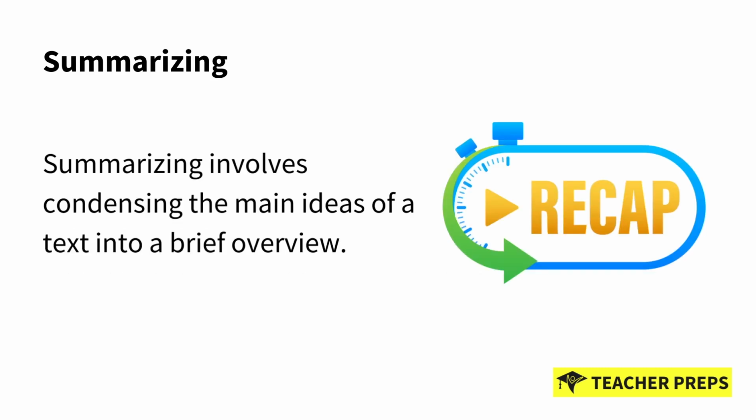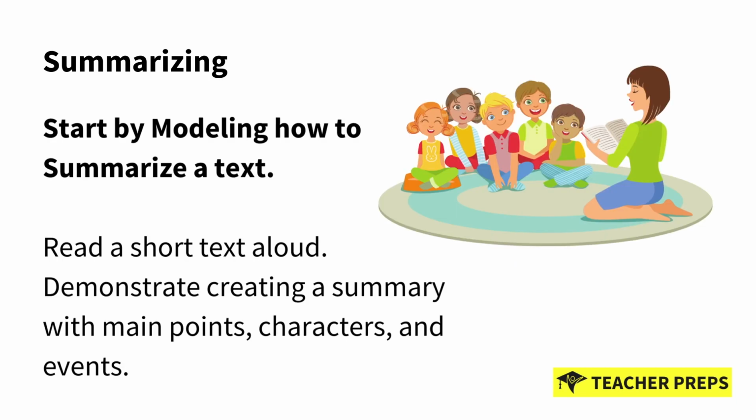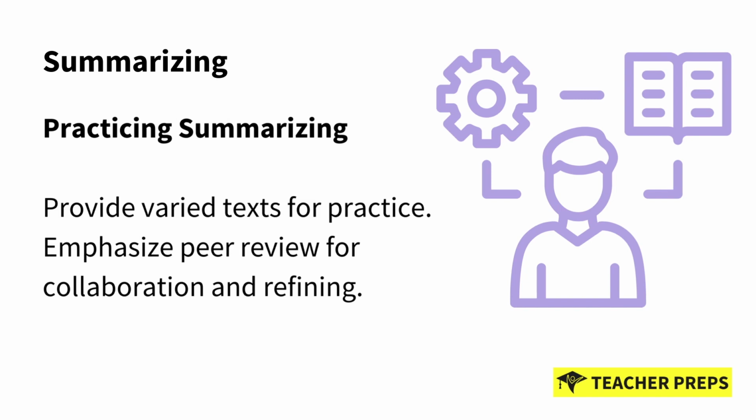Recall that summarizing involves condensing the main ideas of a text into a brief overview. Now, you might be thinking, what's an effective way to teach it? So let's dive into that right now. First, start by modeling how to summarize a text. Read a shorter text aloud. Demonstrate creating a summary with main points, characters, and events. Your children will love to see you do it. Then allow for a chance to practice summarizing. Provide varied text for practice. Emphasize peer review for collaboration and also refining, getting better at it.